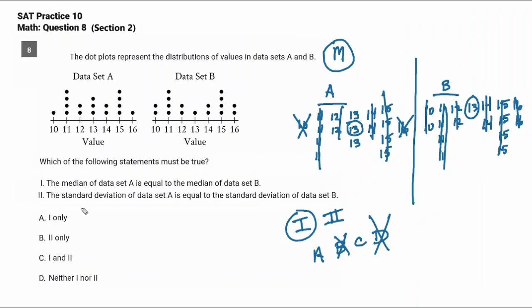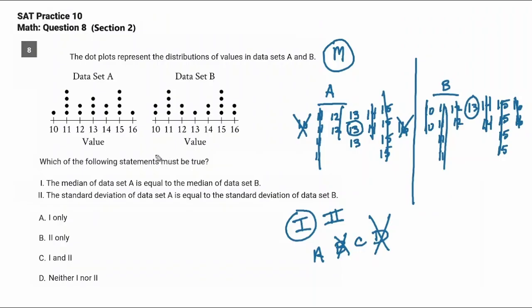Roman numeral 2 says the standard deviation of data set A is equal to the standard deviation of data set B. You do not need to know anything about standard deviation to get every standard deviation problem right on the SAT. All you need to know is that if the dot plots or the data looks exactly the same, then the standard deviation is the same. If it looks different at all, if it deviates at all, then the standard deviation is different.